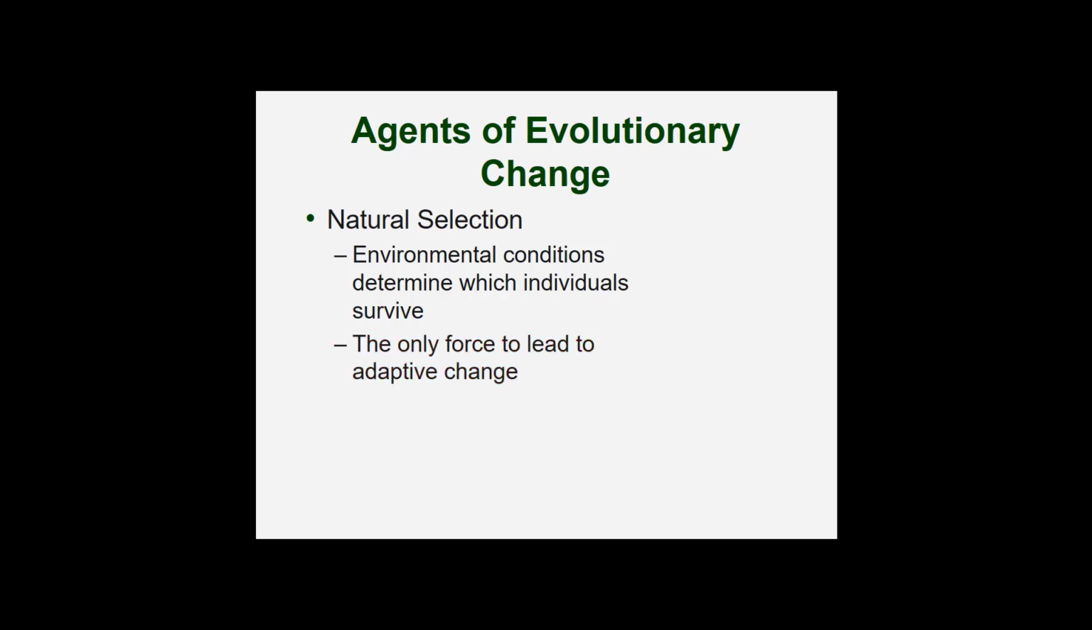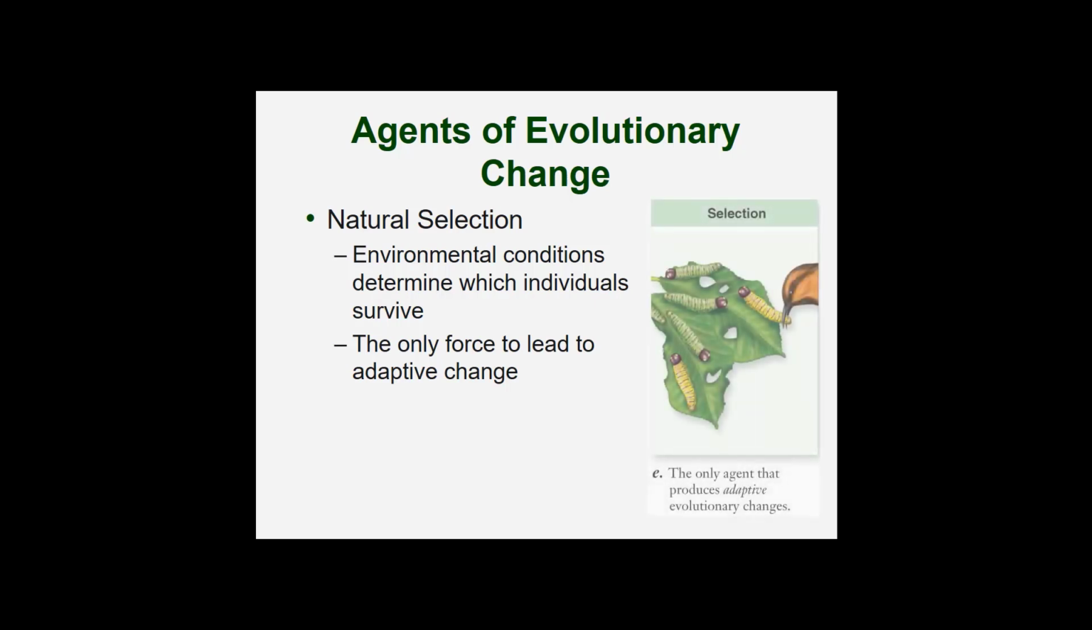It's important to realize that natural selection is the only agent of evolutionary change that leads to adaptive change. This is the only force that leads to a population that is better suited to that given environment. And it's important to realize that evolution just selects for traits that are best suited or better suited to the current environment. Evolution doesn't select for the best, okay, just for what works.